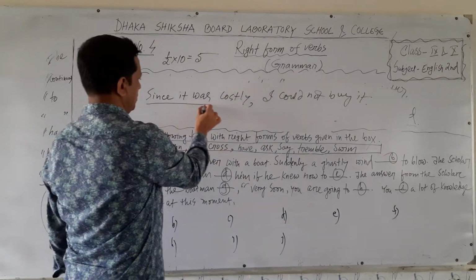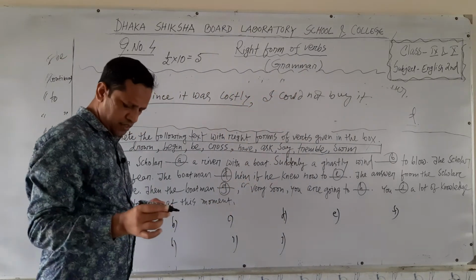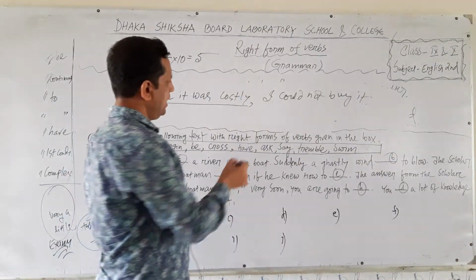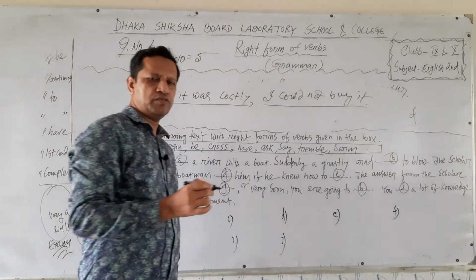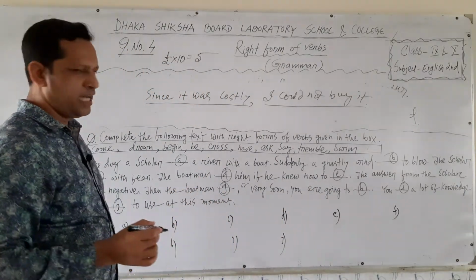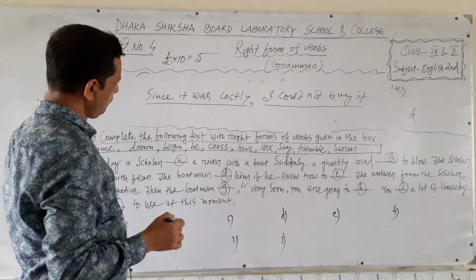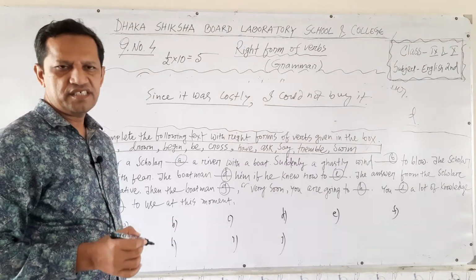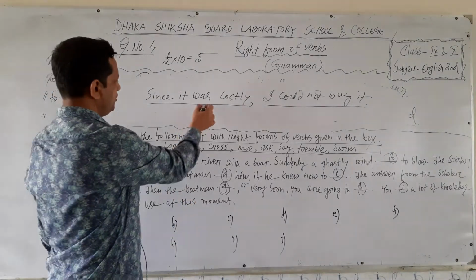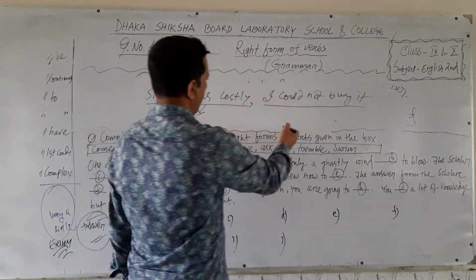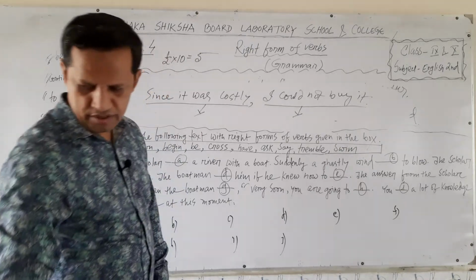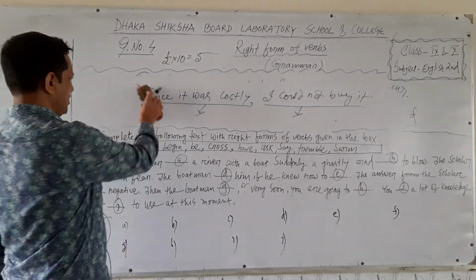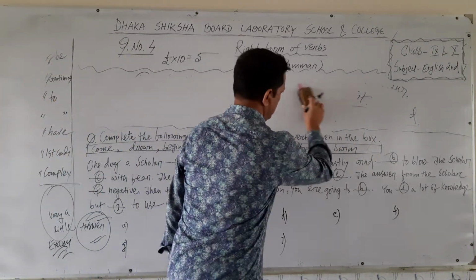Since it was costly is a subordinate clause, I couldn't buy it is a principal clause. Actually, here I like to say that in a complex sentence, if one clause is in the past tense, then the other clause would be in the past form. So, these are the rules, my dear students. Now, we will practice.